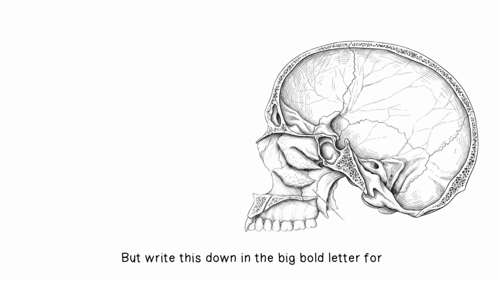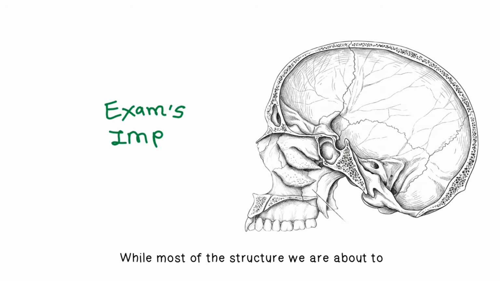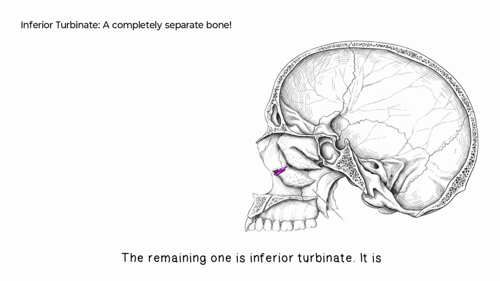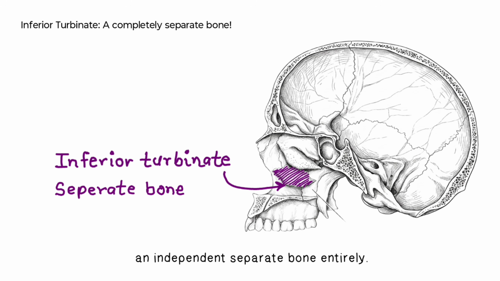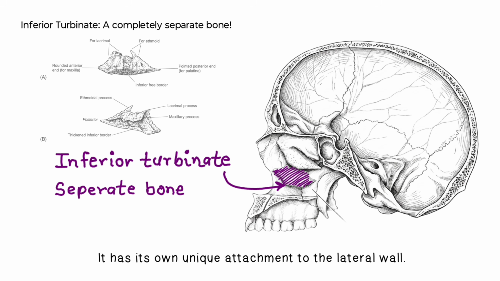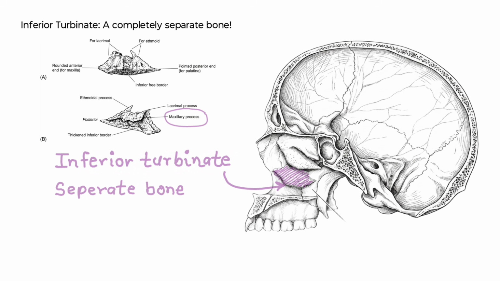But write this down in big bold letters for your board exam. While most of the structures we are about to discuss belong to the ethmoid bone, the remaining one is the inferior turbinate. It is an independent, separate bone entirely. It has its own unique attachment to the lateral wall.